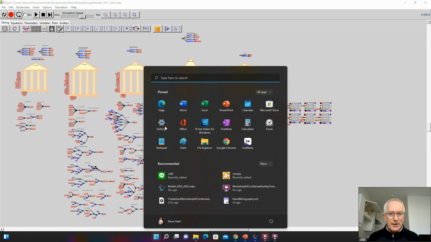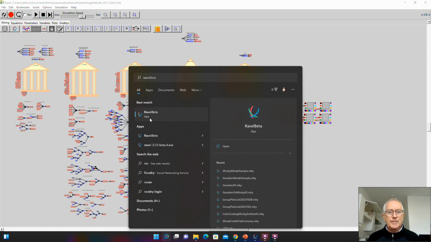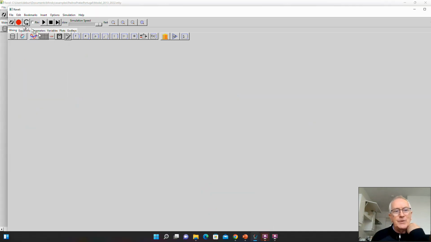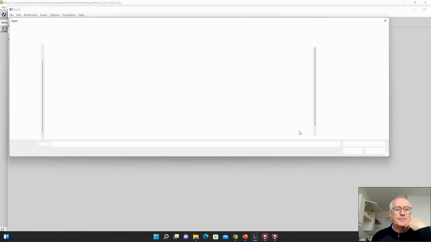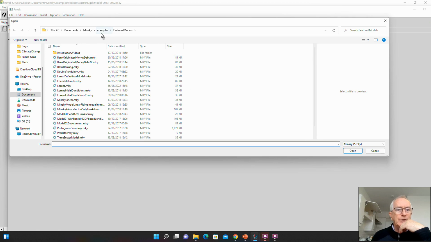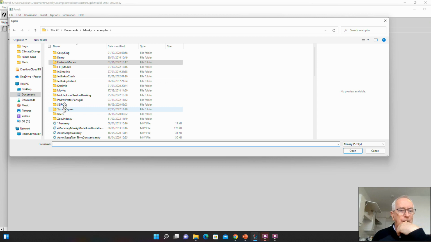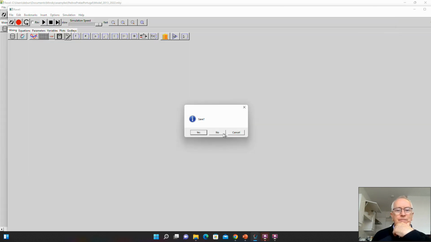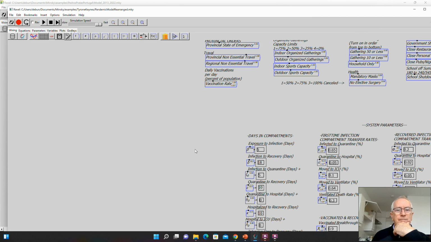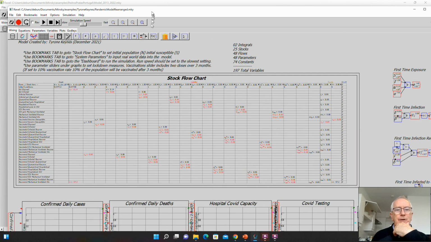The better way to go is to build models like the ones that Tyrone Keynes builds, where they're just superb attention to the layout of a model. So let's look at one of Ty's models here, and I'll go for the pandemic model. And make that full screen.